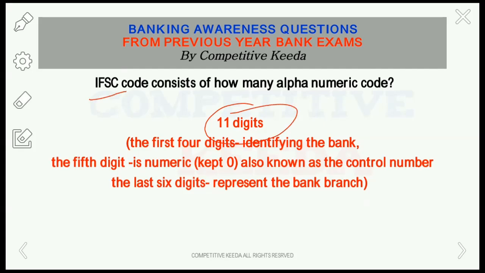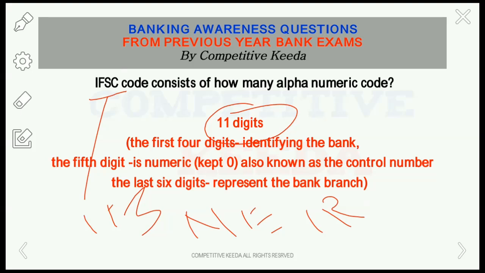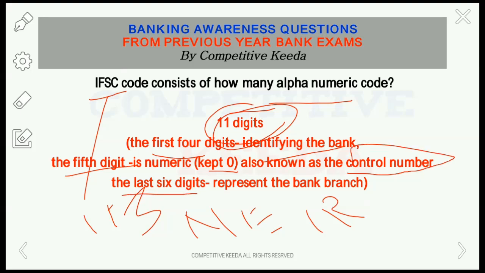So what is the full form of IFSC? This also I have discussed in part 1. Do watch it. The link is in the description. IFSC is Indian Financial System Code. You use this in NEFT and RTGS. It is of 11 digits. It is alphanumeric. The first 4 characters define the bank. The fifth character is 0, which is known as the control character, and the last 6 characters represent the bank branch. So remember, it is 11 digits.